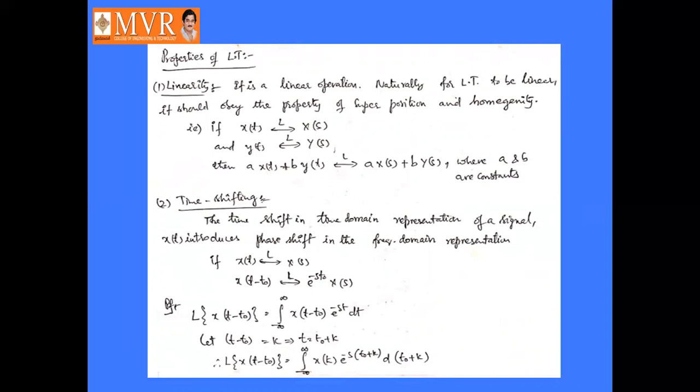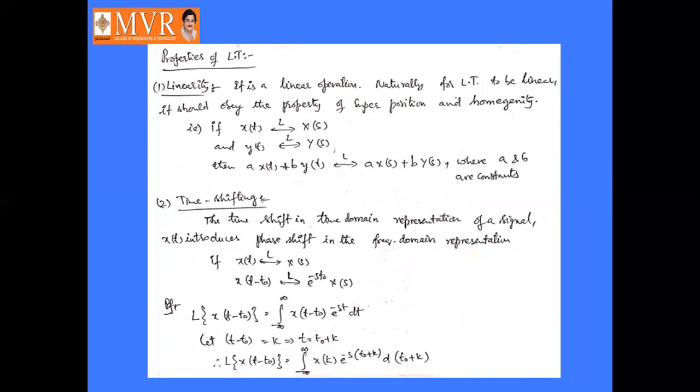So linearity is defined as follows: the Laplace transform of x of t is x of s, and the Laplace transform of y of t is y of s. Then for the weighted sum, the Laplace transform of a into x of t plus b into y of t is nothing but a into x of s plus b into y of s. Here a and b are some constants.